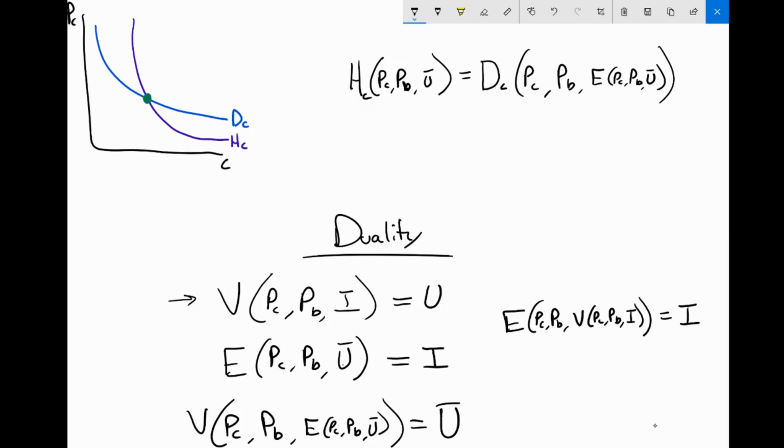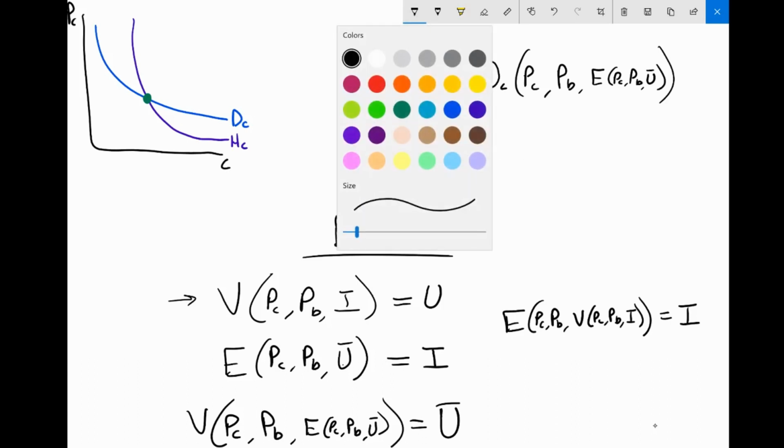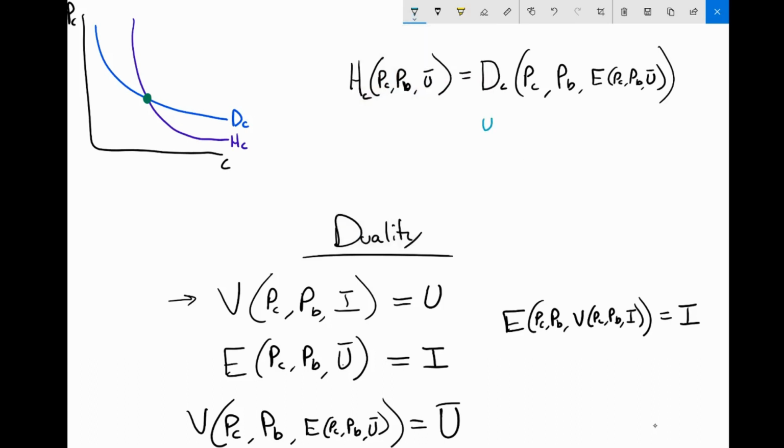And we're saying that the uncompensated demand curve is equal to the compensated demand when the income is at the optimized level. So this equality is achieved at this point. So at one point, the compensated demand function intersects with the uncompensated demand function.